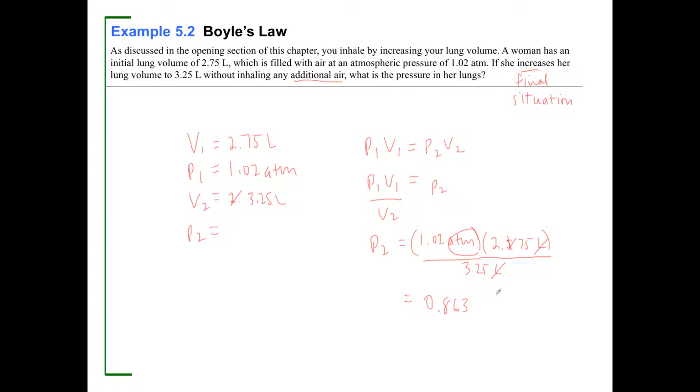0.863, and we're left with atmospheres. Does this make sense? Did you expect it to go up or down? She started out with about the pressure that's in the air right now at sea level. With a small volume, she increased the volume, so the pressure should go down. And that's correct. Okay. That is good. So I'm going to just look over here and see where we're going next.